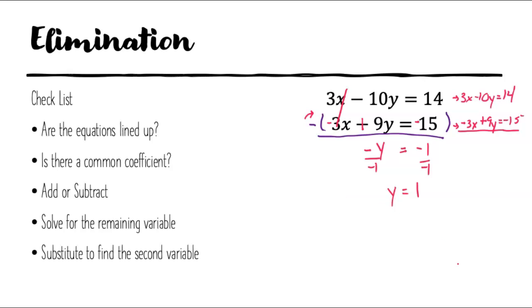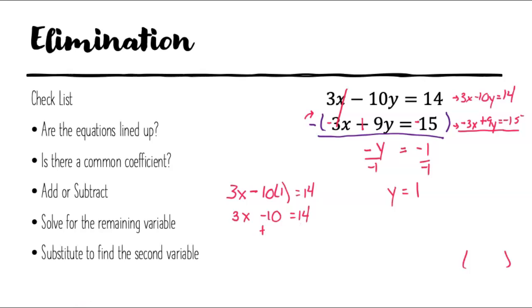Let's go back. I'm not done. Remember, we have to have an x and a y, and I've only got the y, so we got to go find the x. Doesn't matter which equation, I'm just using the top one. 3x minus 10 times 1. Remember that y is 1, or multiplying, equals 14. So 3x minus 10 equals 14.